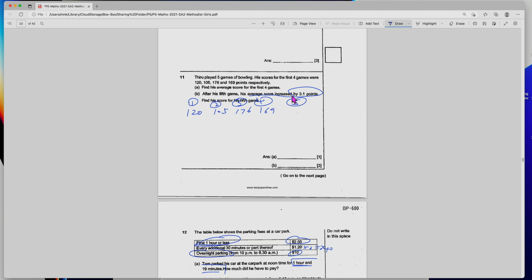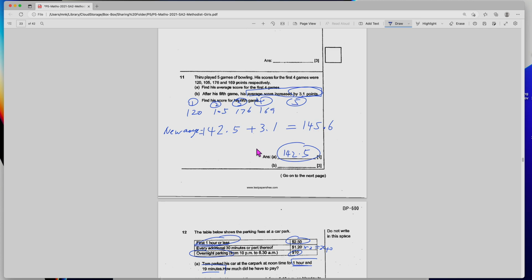What is the average score just now? I mean the part A. 142.5. Just now is 142.5, right? Yes. And now it says the average score increased by 3.1. So it's 142.5 plus 3.1. So the new average score will be 145.6. This is the new average. Does it make sense? Yes.